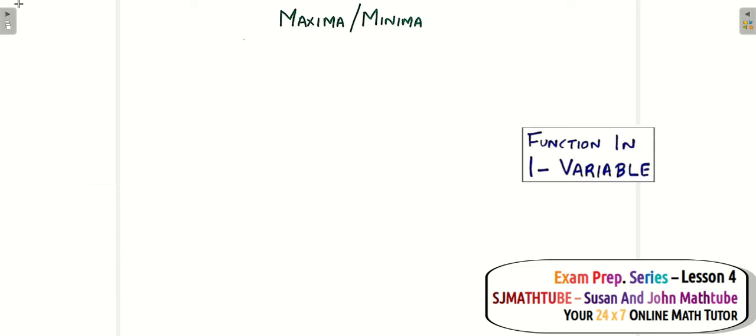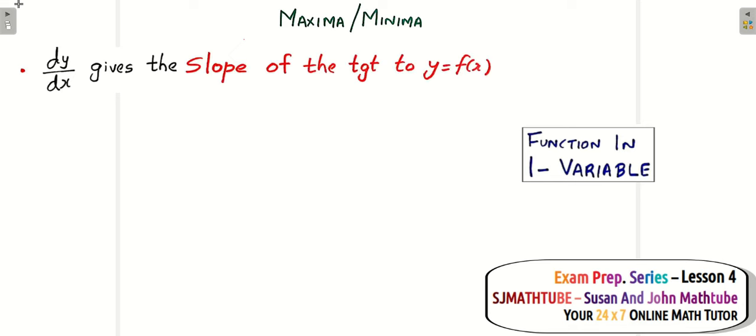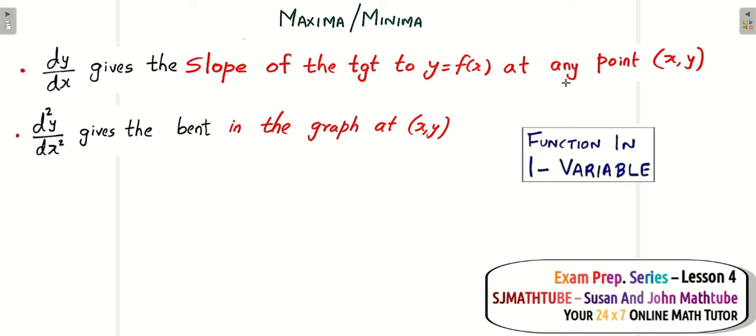Let's go for the logic behind a function in one variable. I hope you remember dy by dx. First of all, let's consider a function y equal to f of x, and remember dy by dx gives the slope of the tangent to the curve y equal to f of x, and that slope will be at any point. And the second derivative gives the bend in the graph. I'll make it clear.